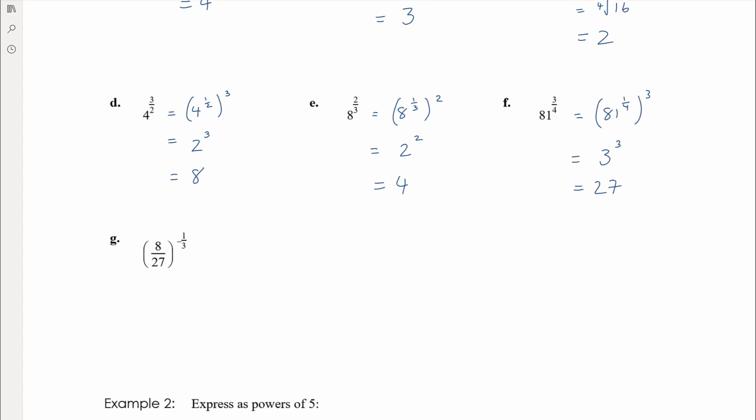Alright, 8/27 to the power of negative 1/3. So the negative power means I can take the reciprocal of my base, so it's 27 over 8 to the power of 1/3, which means it is 27 to the 1/3, or the cube root of 27, over 8 to the 1/3, or the cube root of 8. So the cube root of 27 is 3, over the cube root of 8 which is 2. So it's 3 on 2.